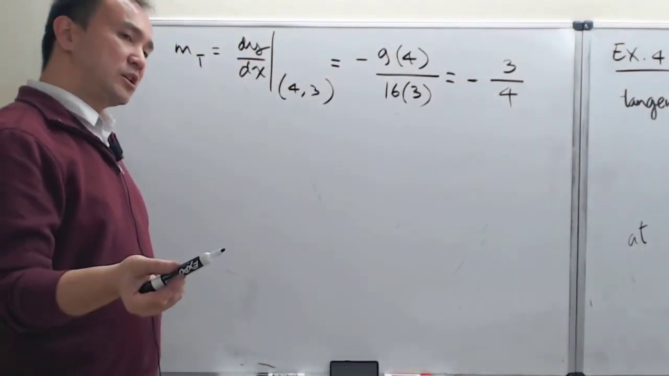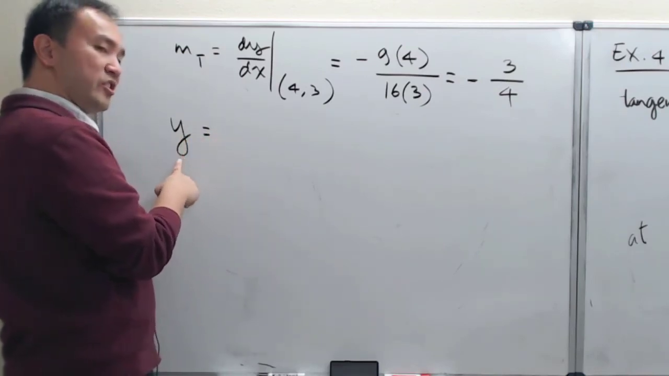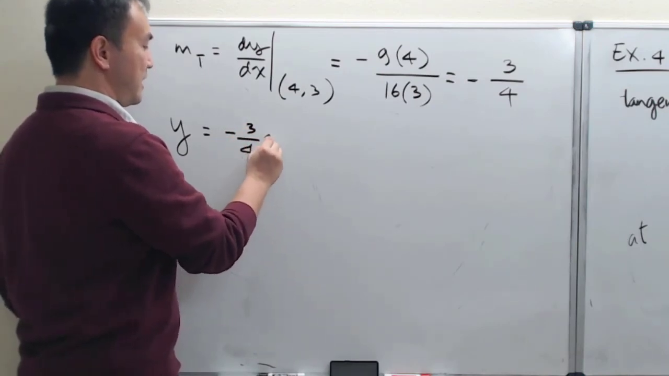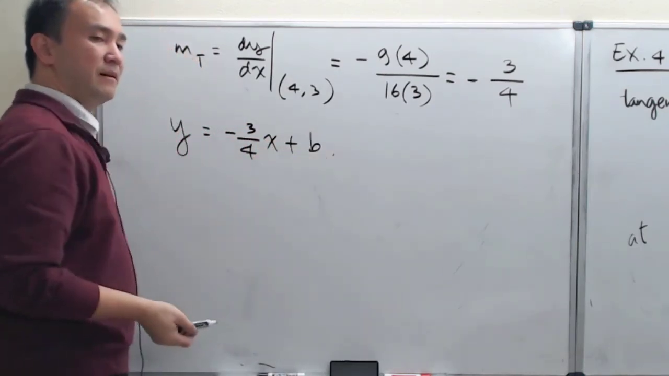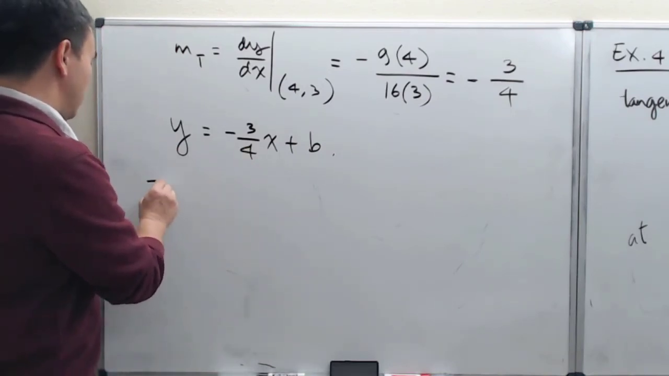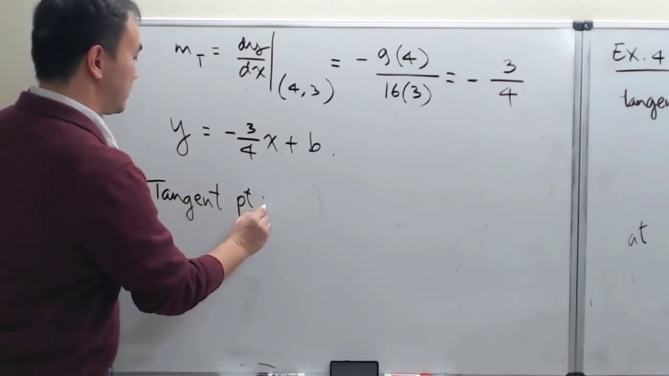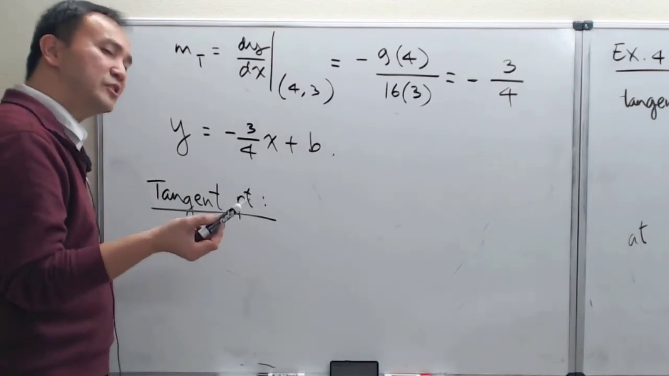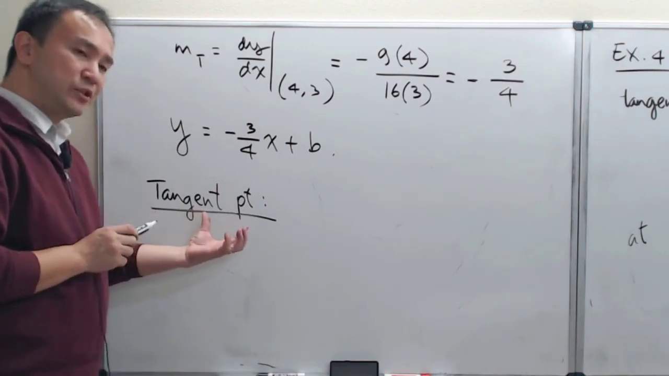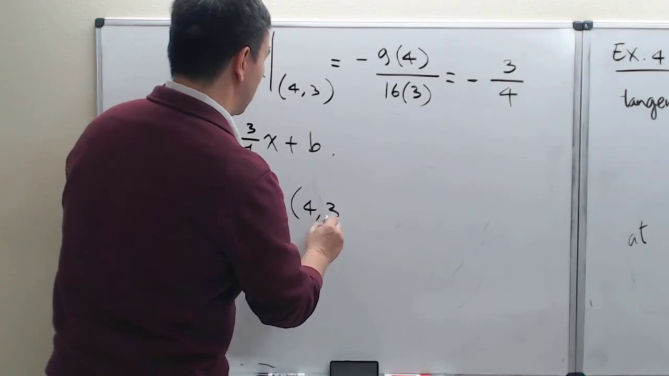All right, so we got the slope of the tangent line. So the line has to look like this: the equation of a tangent line must be y equals minus 3/4 x plus b. So it's a halfway done equation. Now, when it comes to the tangent point, we already had a tangent point given. I just want to briefly remind you that, as a general step in finding the equation of a tangent line, we always need to indicate what tangent point we're looking at. That's the point 4, 3.